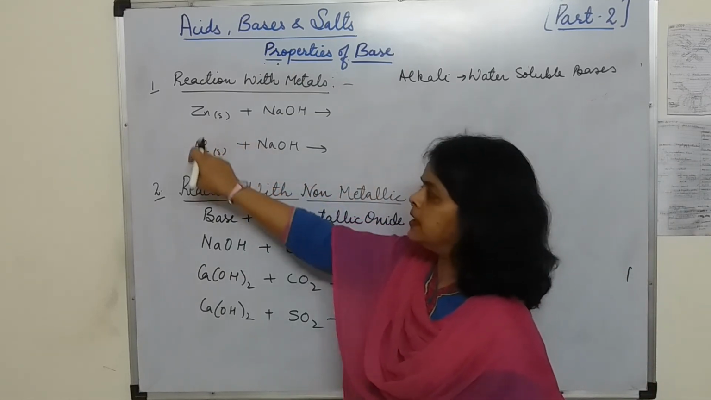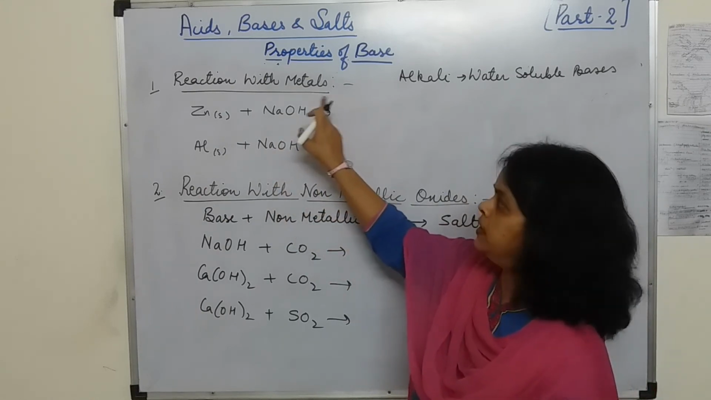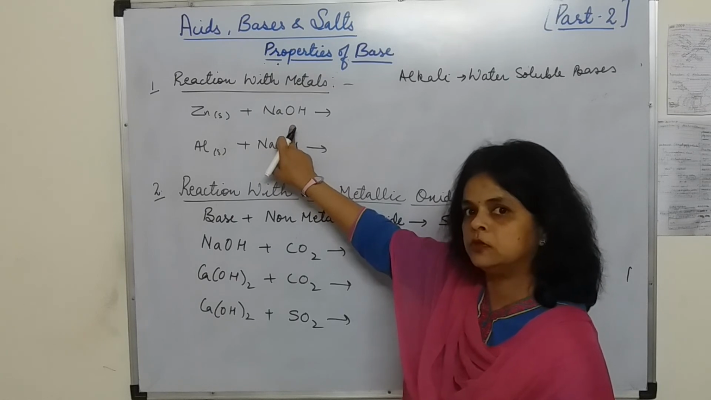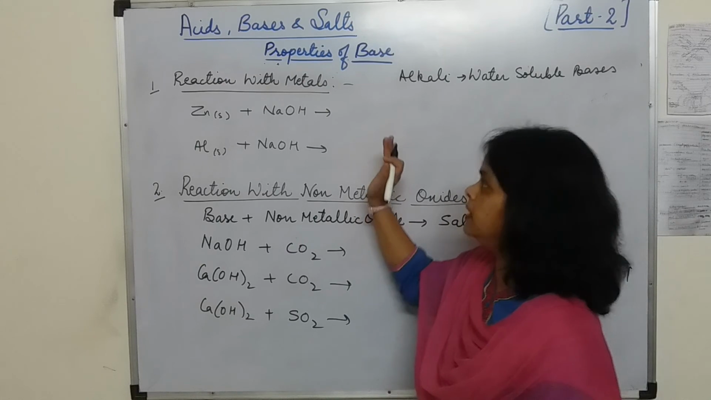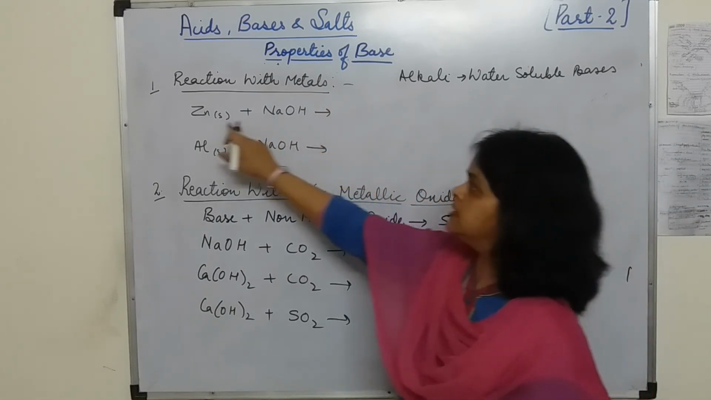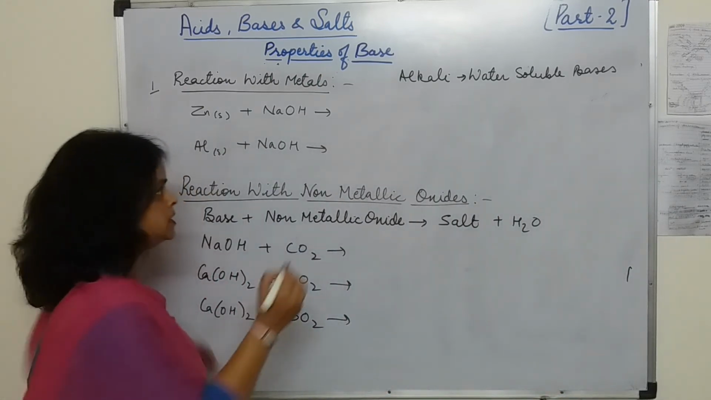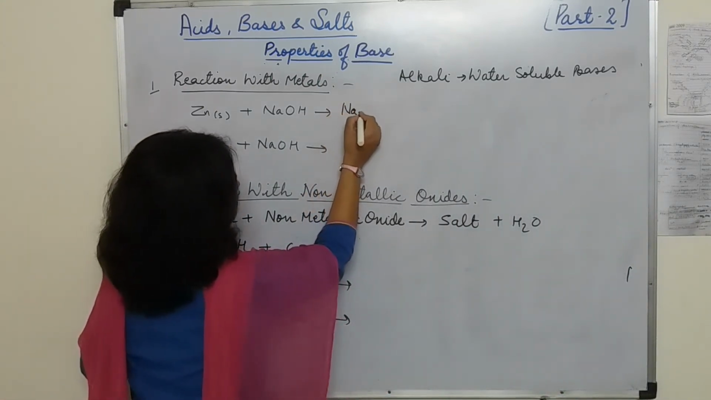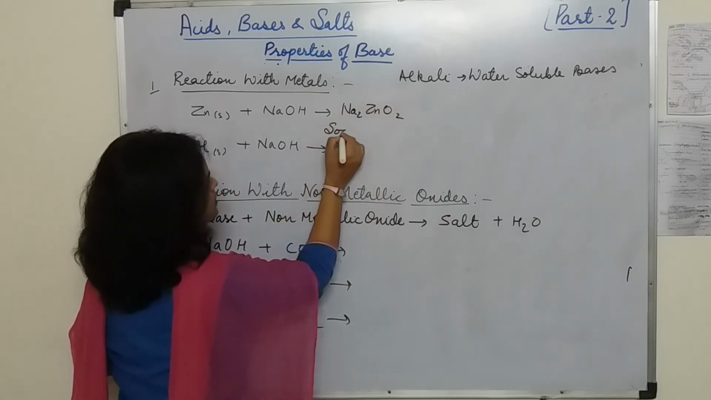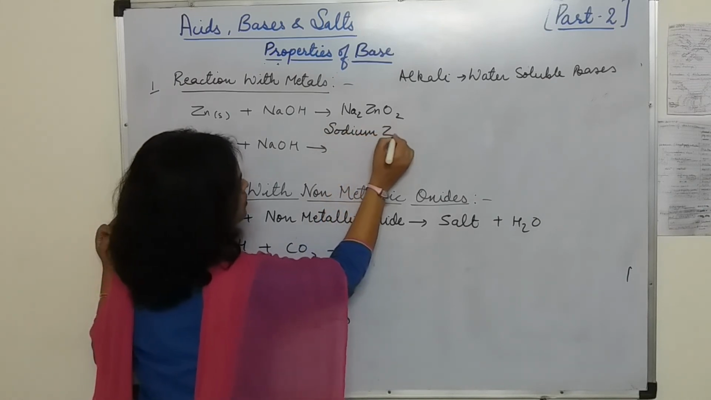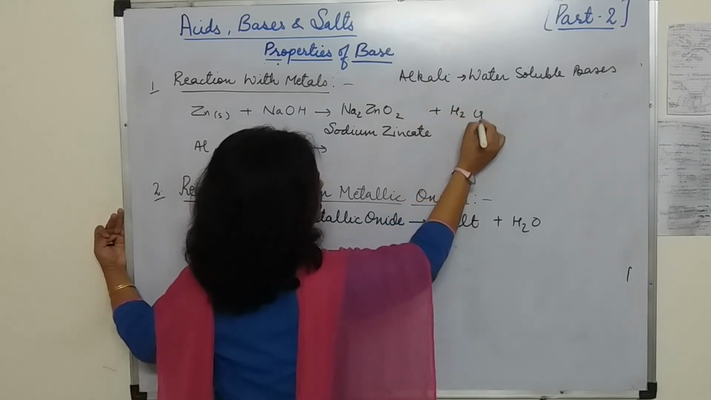So here only zinc and aluminium metal react with NaOH, and that too on warming. When you add zinc metal to the NaOH in a test tube, on warming only they react, and exactly the same way as the acids are reacting, they form salt and hydrogen. Here zinc combines with NaOH to form a salt whose formula is Na2ZnO2, and the name of this salt is sodium zincate, along with the formation of hydrogen gas.